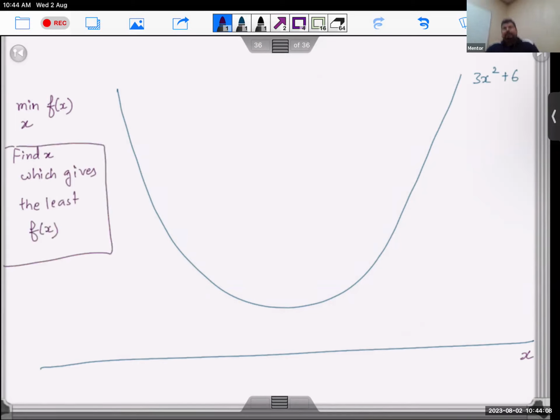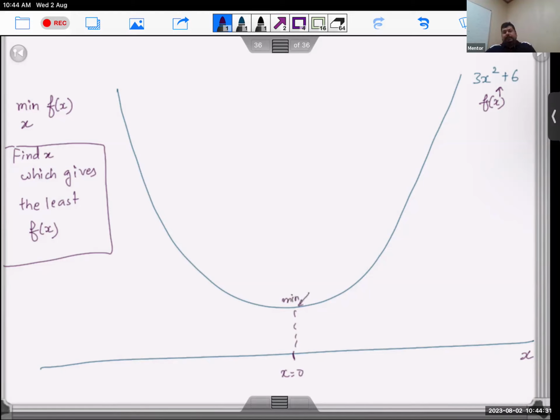What is that value of x which gives you the least value of f(x)? This is your f(x), by the way. So x is what? 0. So we are interested in finding this x equal to 0, which gives me this minimum. So I want to reach this location.